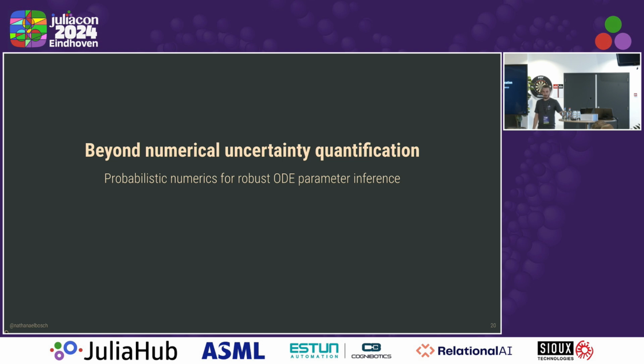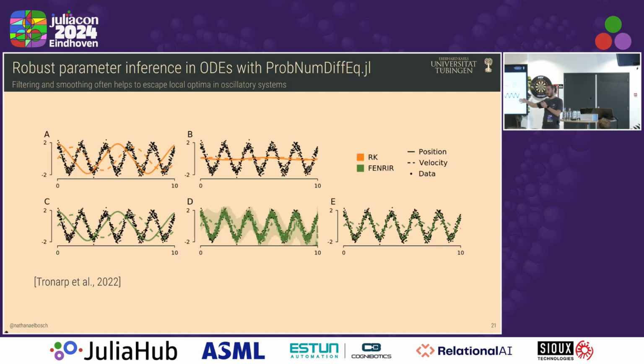Maybe one last pointer. I only motivated the whole thing with numerical uncertainty, but there's a bit more that you can do with this. We had two papers on probabilistic numerics for ODE parameter inference that I would love to point you to. In parameter inference, we want to find the parameters of an ODE such that it explains data. One very clear example is if you have an oscillator and you start out of phase, then typically your standard least squares approach converges to a local optimum that looks like this, which is why people do multiple shooting and many, many different things.